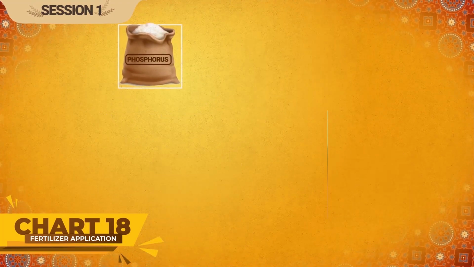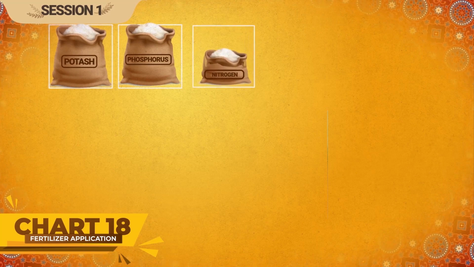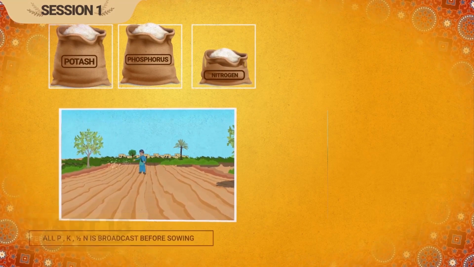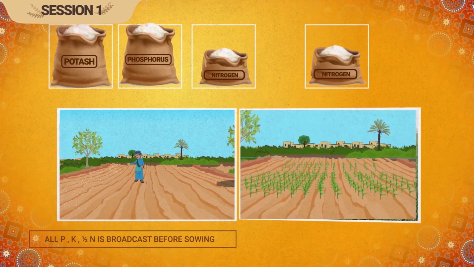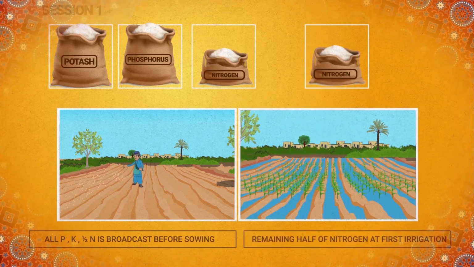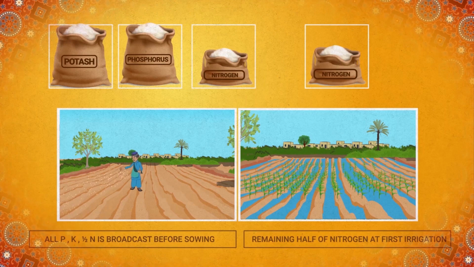Add the mixture of phosphorus, potash and half the quantity of nitrogen, which must be broadcast in the soil before sowing. The remaining half of the nitrogen is top dressed with the first or second irrigation.